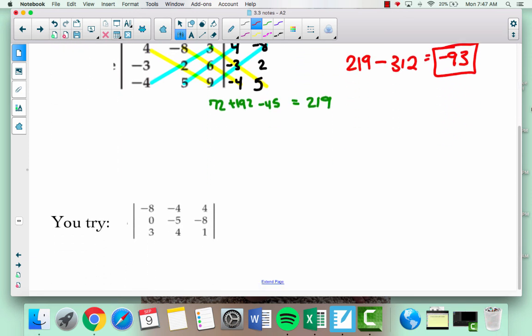I would encourage you to try this example down here. Remember, you need to rewrite column 1 and then rewrite column 2 at the end, and then just start doing your diagonals. If you have any questions about how to find the determinant, please let me know.